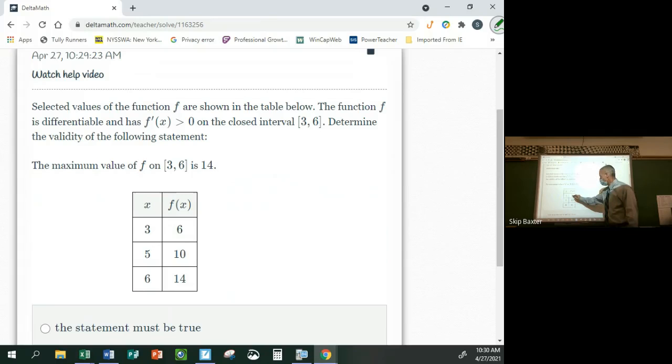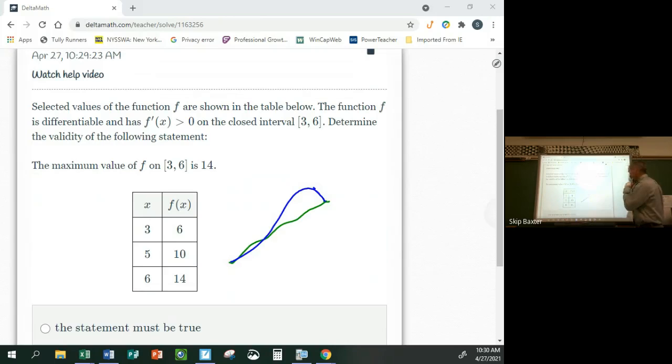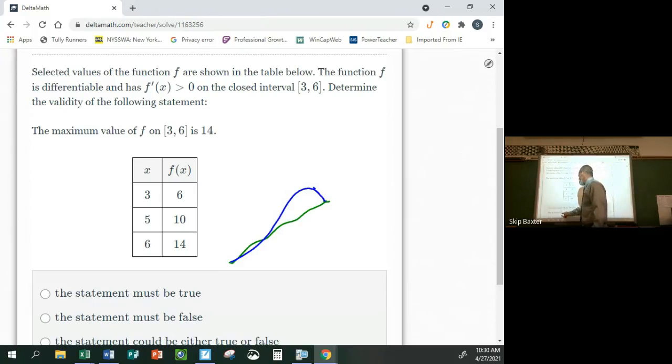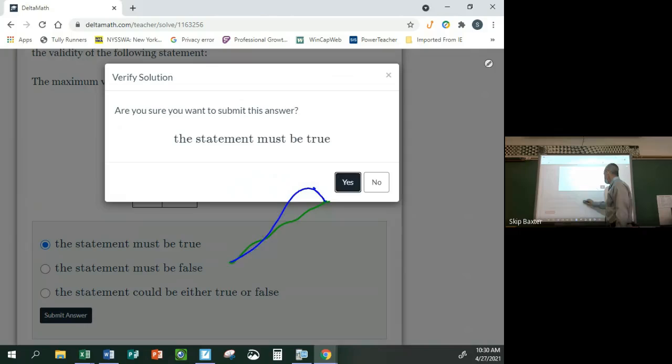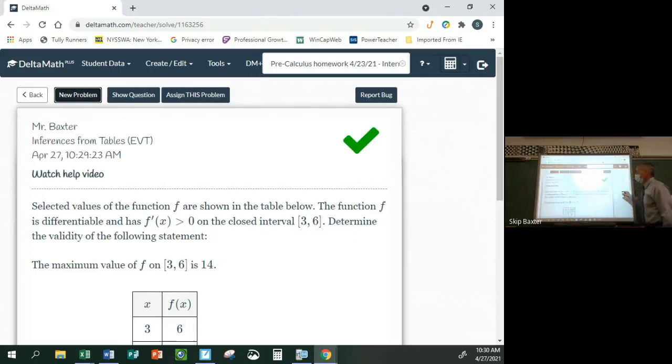In other words, this is the lowest it possibly gets. This is the highest it possibly gets. It's strictly increasing from y equals 6 to y equals 14. The maximum value is definitely 14. That's the highest it possibly gets. That makes sense? It can't do this because then it has a little section where it's sloped down, negative. So this one has to be true because it's strictly increasing. Must be true. Okay?